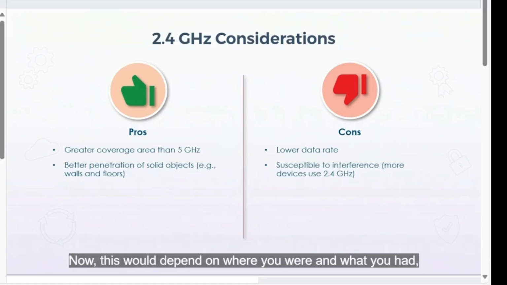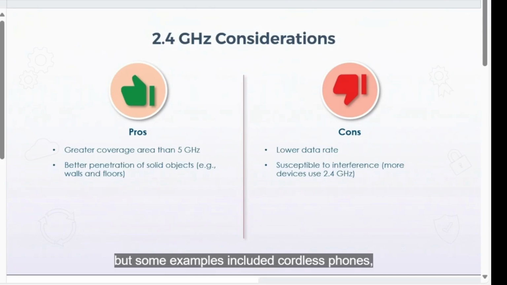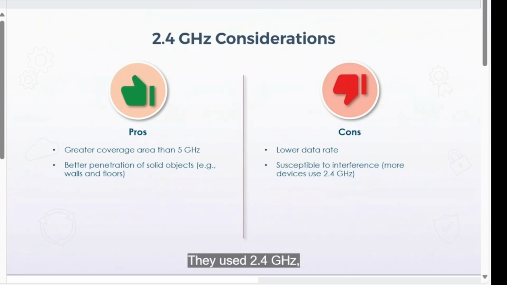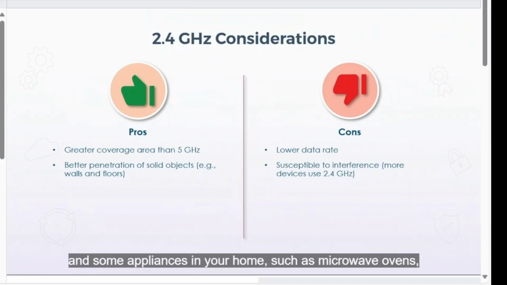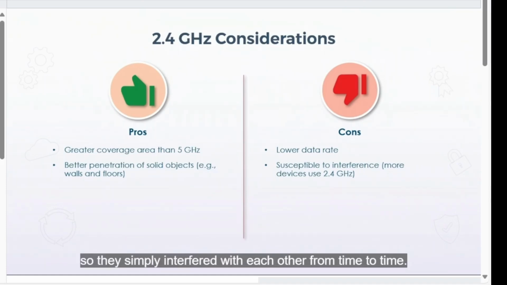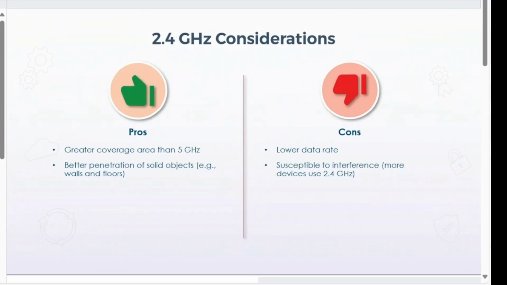Now, this would depend on where you were and what you had, but some examples included cordless phones, and I'm not referring to smartphones in this case, rather a standard landline that you might have in your home, but cordless between the device itself and the receiver. They used 2.4 gigahertz, and some appliances in your home, such as microwave ovens, might also use the 2.4 gigahertz band, so they simply interfered with each other from time to time.